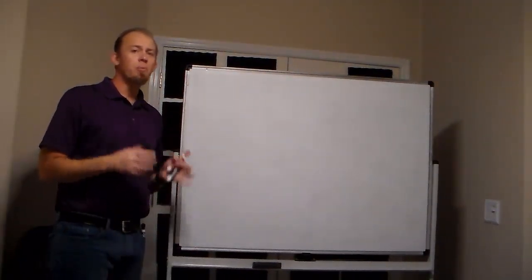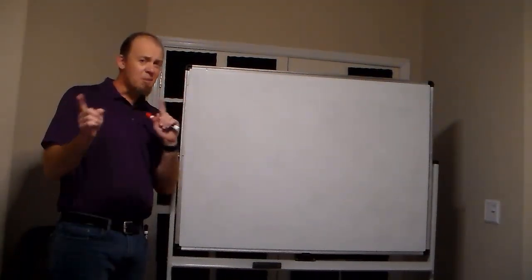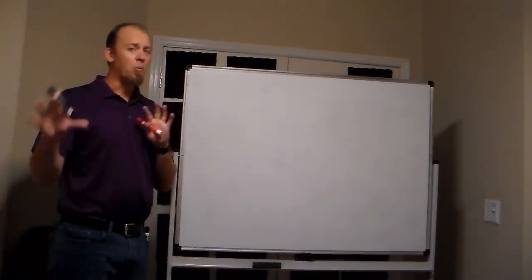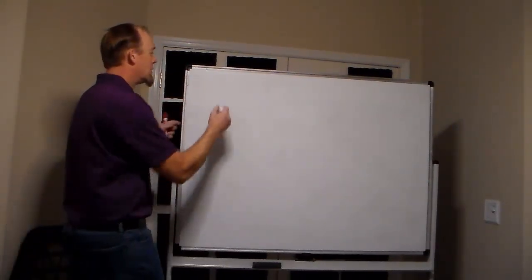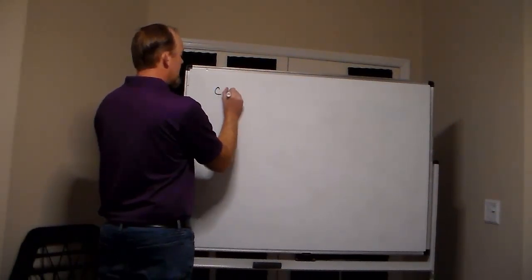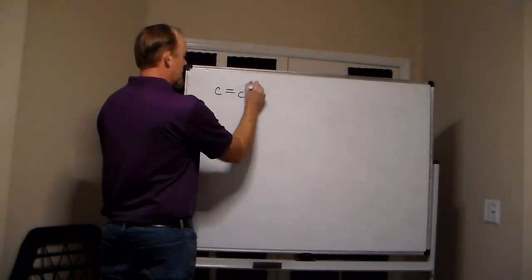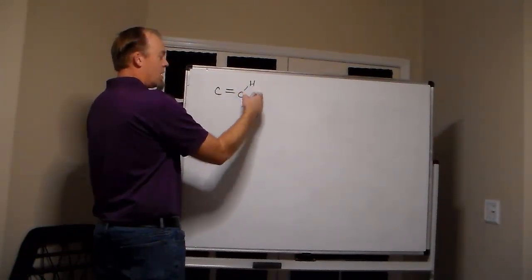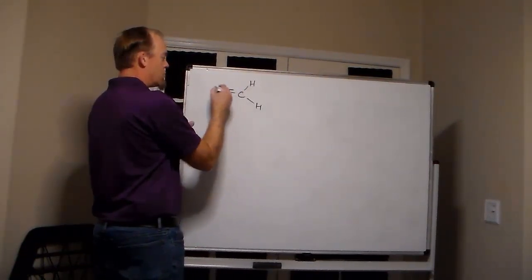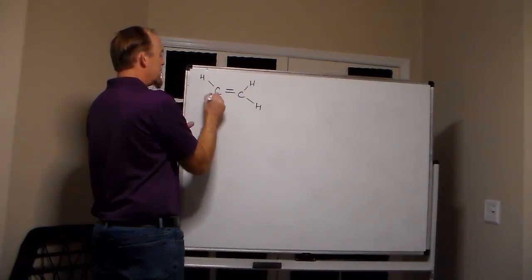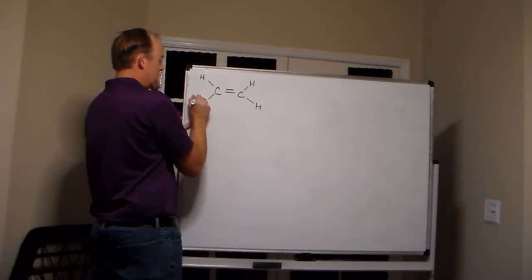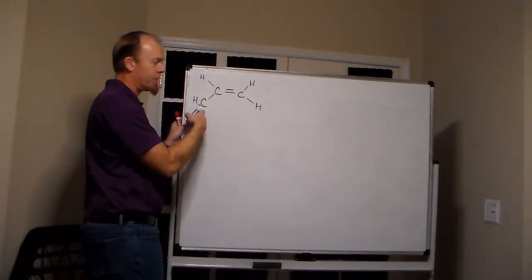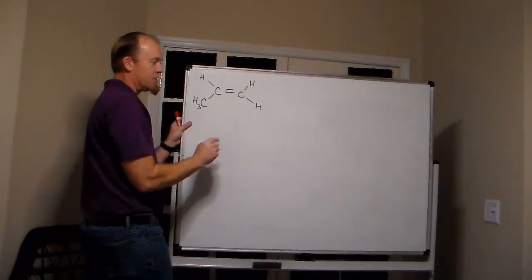Now the structure I started with was symmetric, meaning it's the same on both sides. What happens when these things are asymmetric, when one side is different than the other? Well, let's take a look at that. I've got a carbon-carbon double bond. On one side, I've got two hydrogens. On the other side, I've got a hydrogen and a methyl group. So the left side is different than the right side.